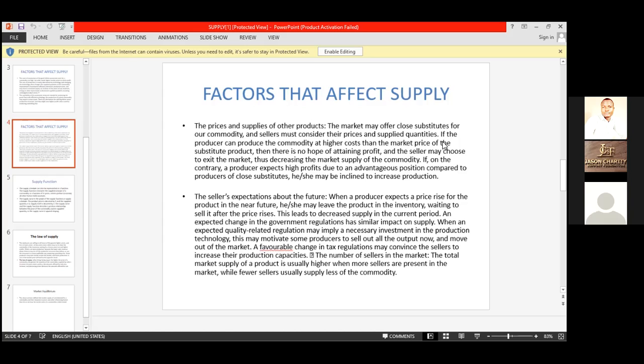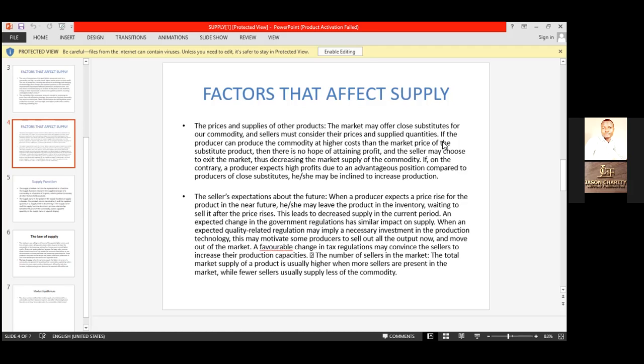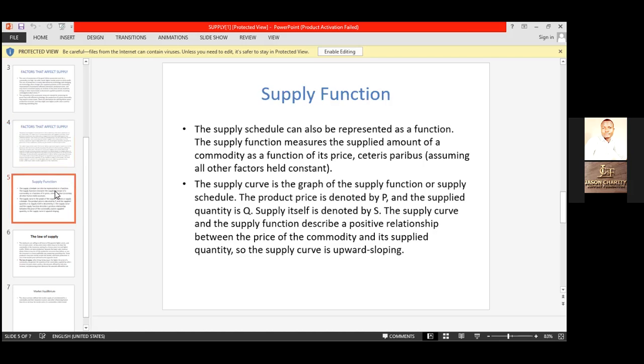Okay, those are the factors that affect supply. The number of sellers in the market also has an effect on the factors that affect supply. So let's look at the supply function and the supply curve, the schedule.